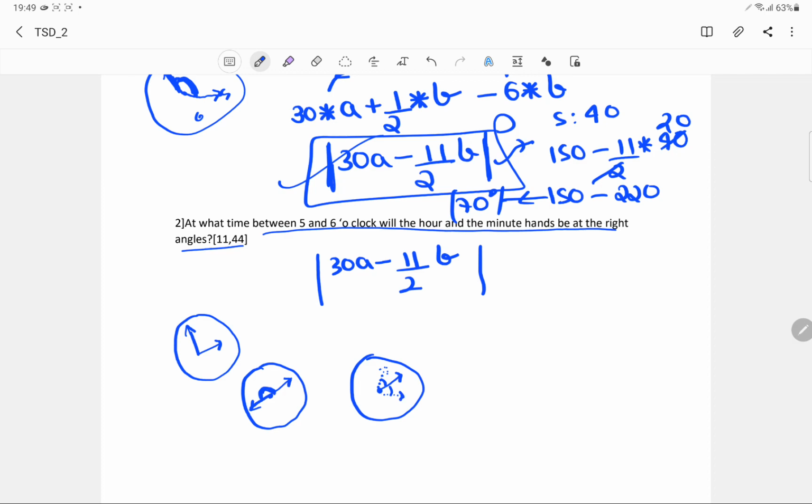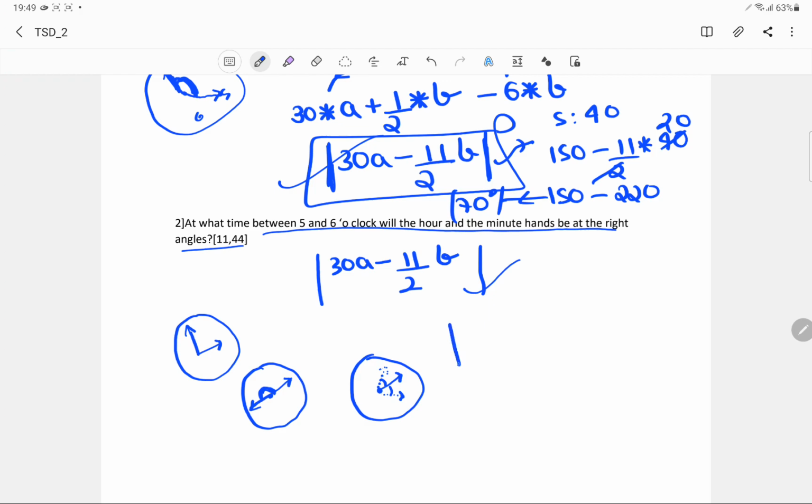So if they say a 30 degree angle with respect to the hour hand, the minute hand would make an angle behind it and it would also make a 30 degree angle in front of it. Okay, I think you got it. So that is what the absolute is all about.